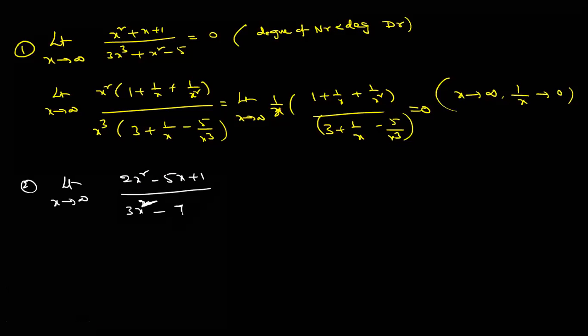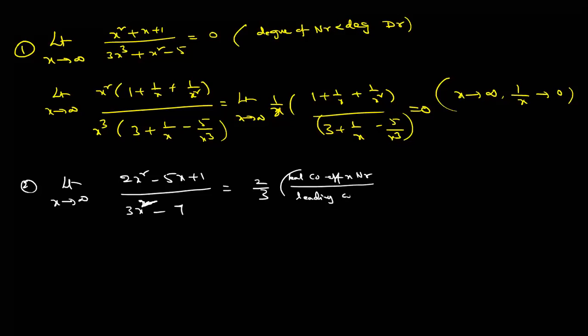Anyone? So the answer is what here? 2 by 3 every time. Why? The leading coefficient of x in the numerator by the leading coefficient of x in the denominator. That is the answer.